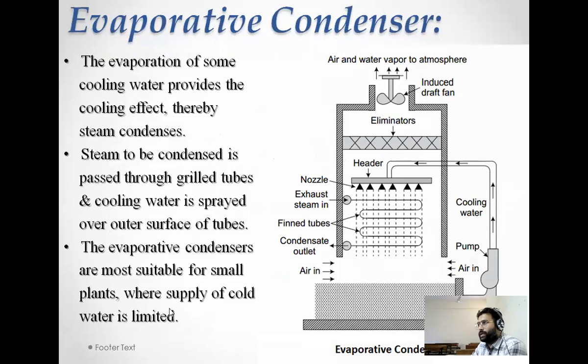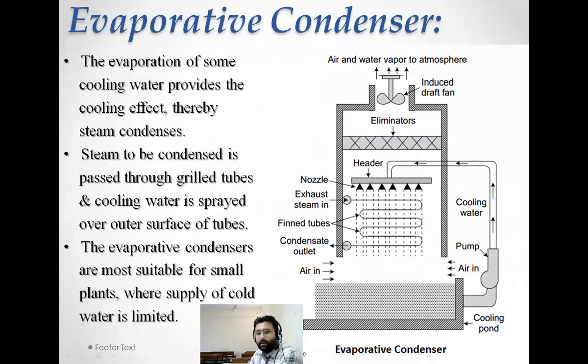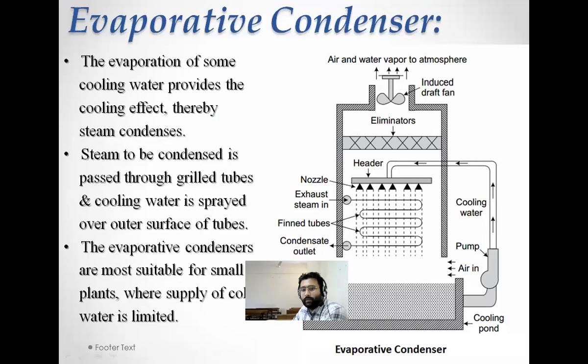This is a very special case of condenser. This is called as evaporative condenser. Okay. Now, what is the evaporation? So there is a difference between boiling and evaporation. Boiling is when the water reaches the saturation temperature. Suppose if we take atmospheric pressure, at atmospheric pressure 100 degrees Celsius is the boiling temperature. So water gets boiled, converted into steam.